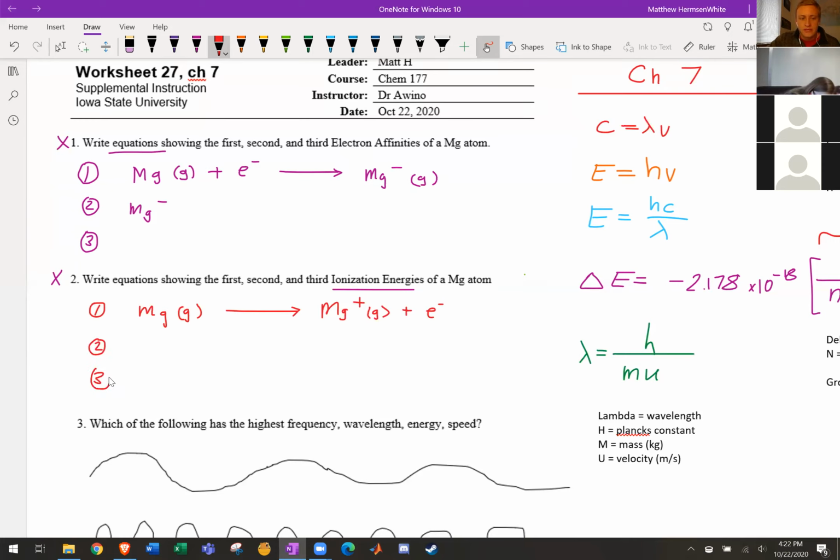So why don't you spend a minute or two and see if you can follow the same format here and get the second and third equations for each of these. And let me know what questions you have as you're working.